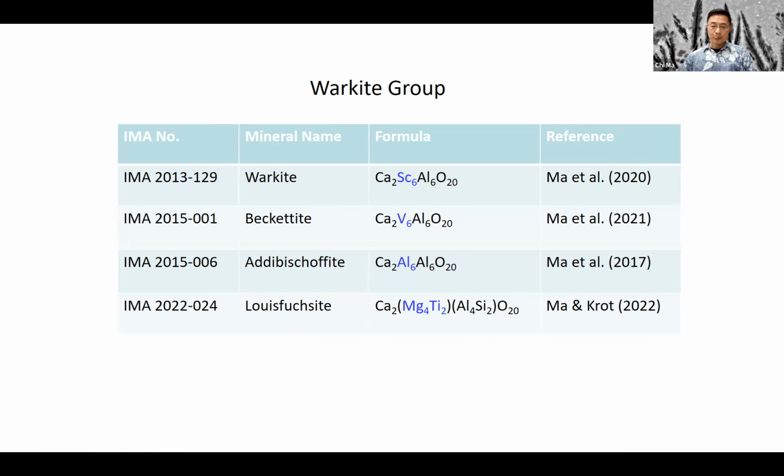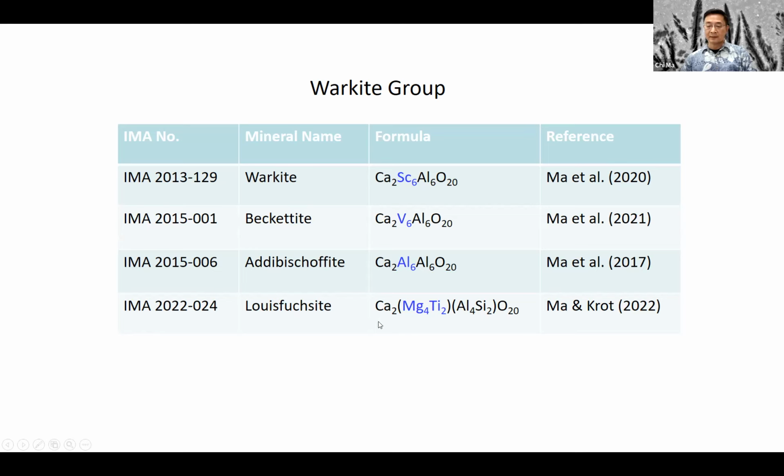So after the discovery of wadalite, later on we discovered 3 other minerals. They have the same structure as wadalite. Now they are new members of the wadalite group. Bactite is calcium vanadium aluminum oxide. Then rdbischofite, the calcium aluminum oxide, and loose fuchsite, that's the latest member.